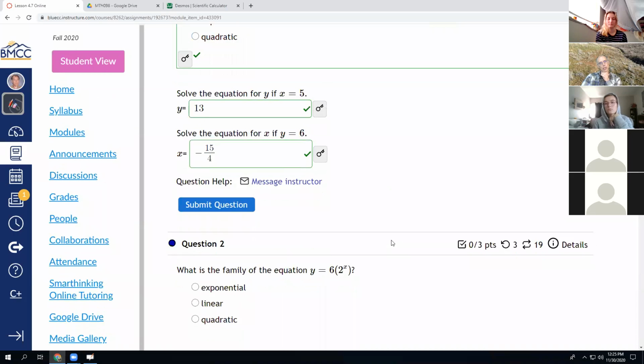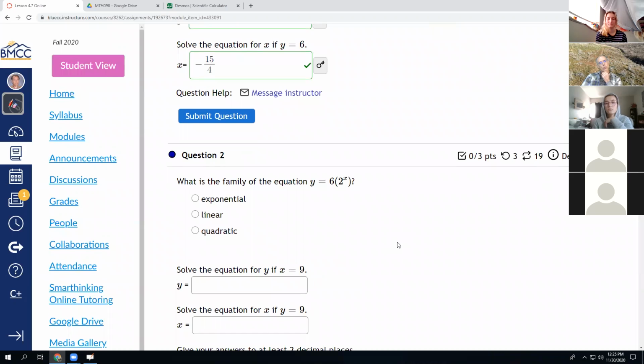Let's look at the next one. What family is this one? Exponential, linear, or quadratic? Anybody want to chime in on that? Exponential. Yeah, it's exponential because the variable is an exponent, okay? Excellent choice. So we got exponential there, and then we'll go and play with it.